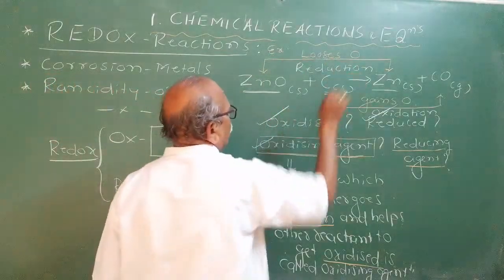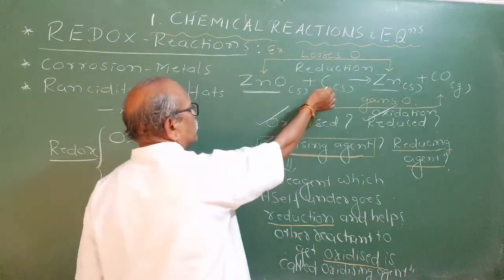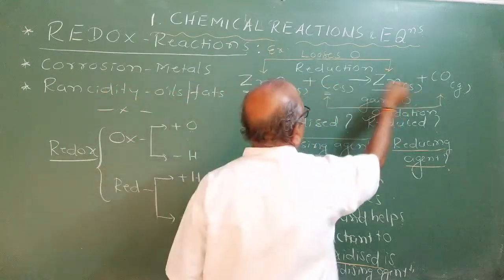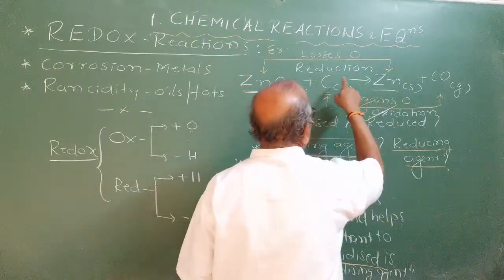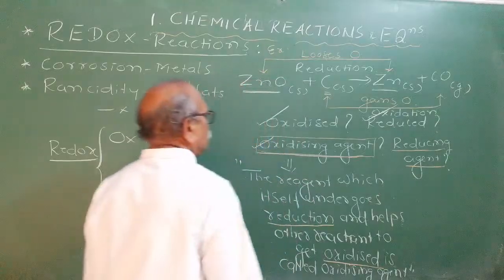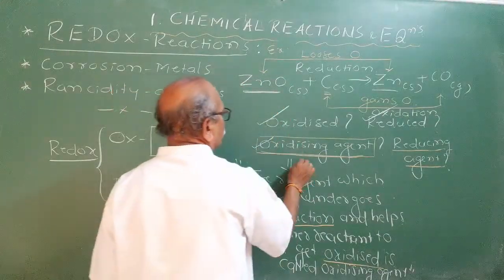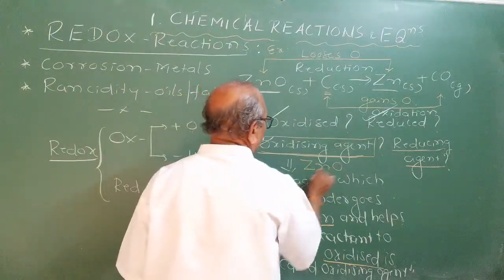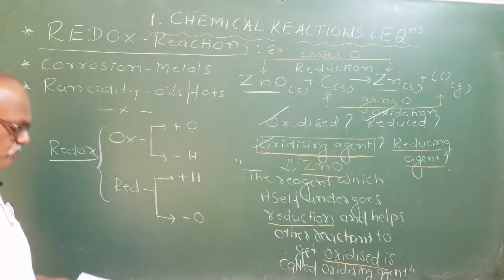Zinc oxide is undergoing reduction. How does it help carbon to get oxidized? For carbon to get oxidized, it should gain oxygen. Therefore, it is helping carbon undergo oxidation. Therefore, which is the oxidizing agent here? The oxidizing agent is zinc oxide, obviously. Understand it. Clear?